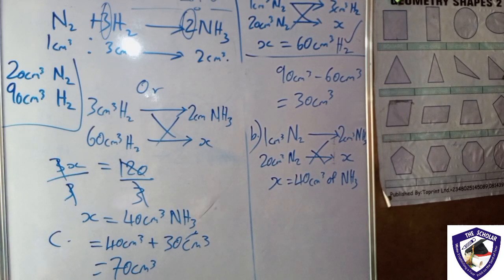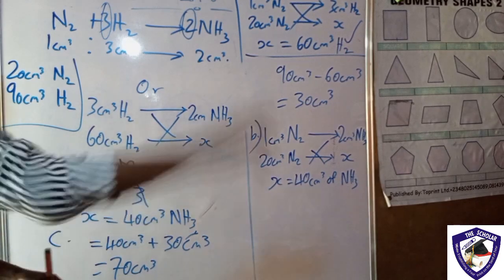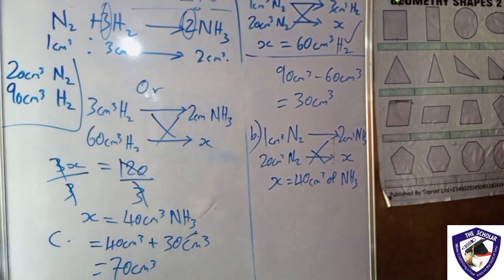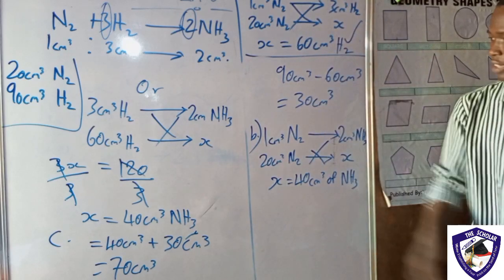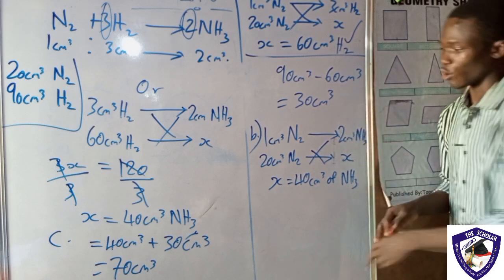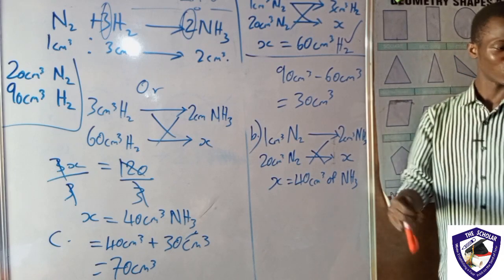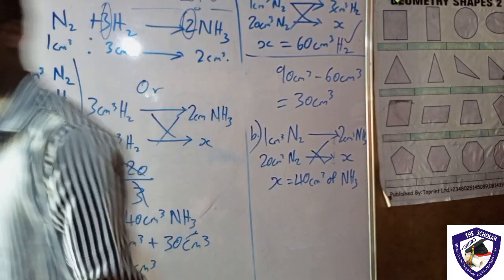What if some questions do not even ask you A and B? They will just ask you C directly. That means you have to first calculate A and B. If you don't calculate A and B, you cannot get C, because they will not give you the information that your residual gas is 30 centimeter cube and the volume of product formed is 40. They expect that you should calculate it yourself. Now let's take another question.